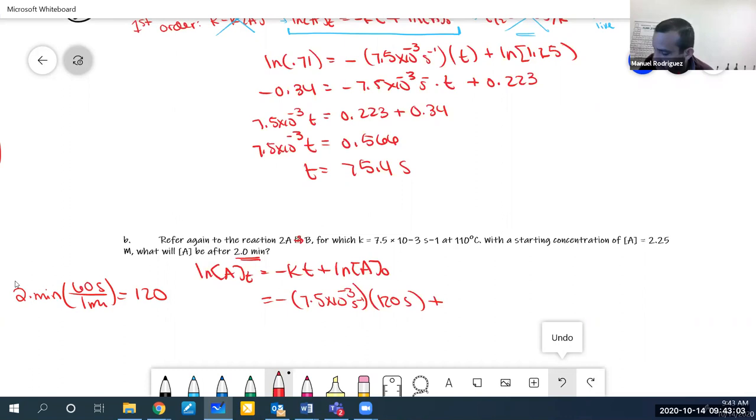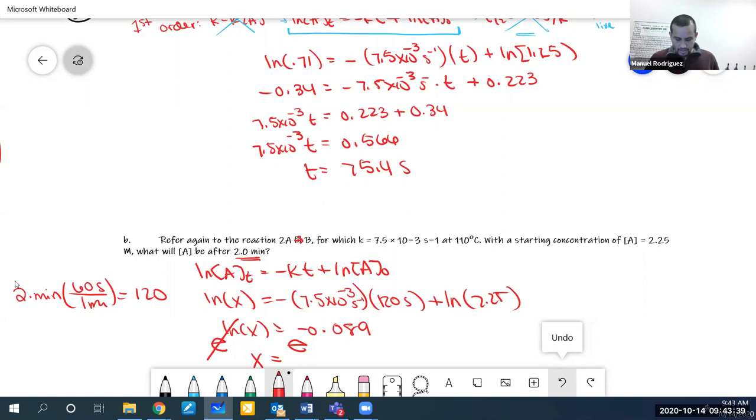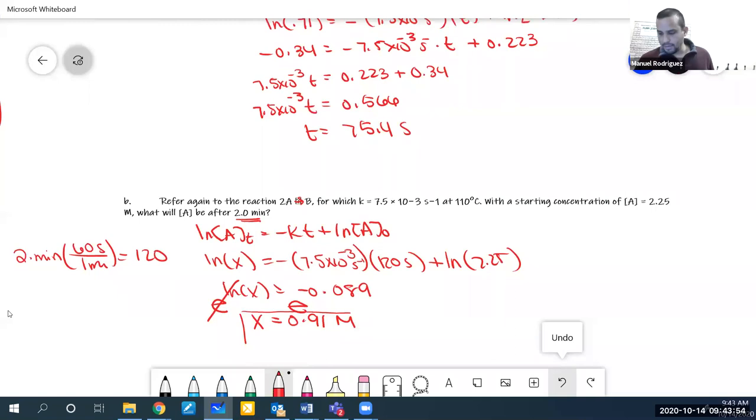Plus the natural log of my initial, which is 2.25, and the natural log of my final, which I don't know. So then my natural log of my final is going to be all that, so negative 7.5 e to the negative 3 times 120 plus the log of 2.25. So negative 0.089. Well, that is the natural log of x, so I have to remove the natural log, so I have to elevate to the e, which then will make my value be 0.91 molar. So then that will be my final answer.